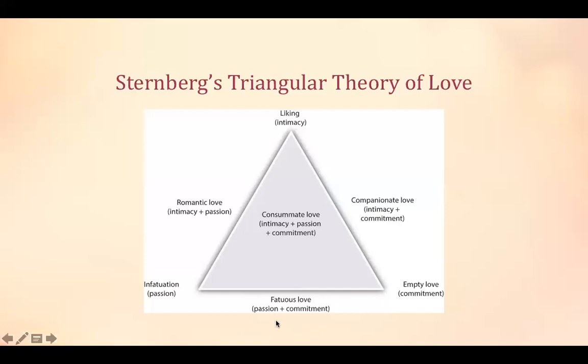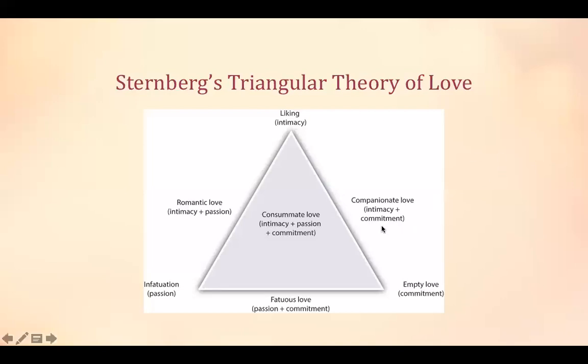Now, what about if two people have passion plus commitment, but no intimacy? So they have sex and they're committed to this sexual relationship, but they don't have any kind of emotional closeness. And an example of that could be an ongoing business relationship between a man and a prostitute, where it's purely just a business relationship. And that's called fatuous love.